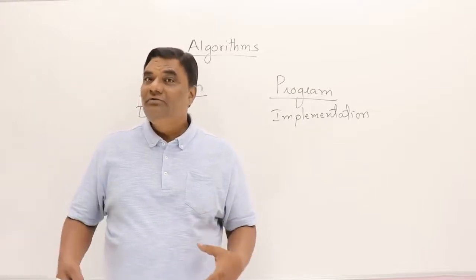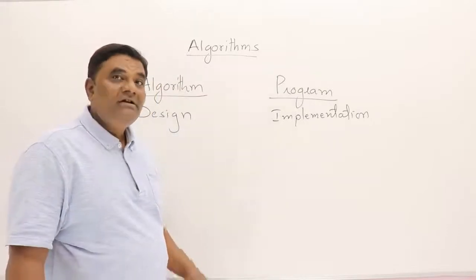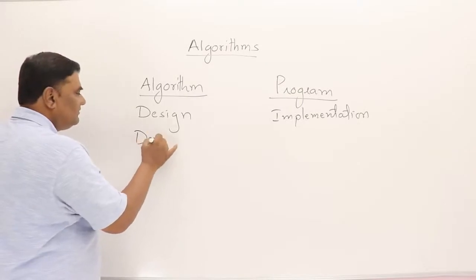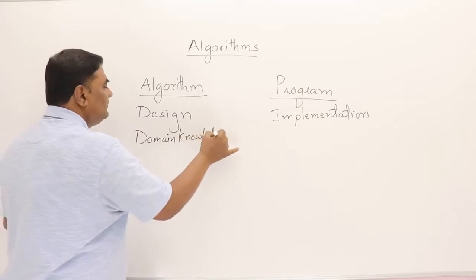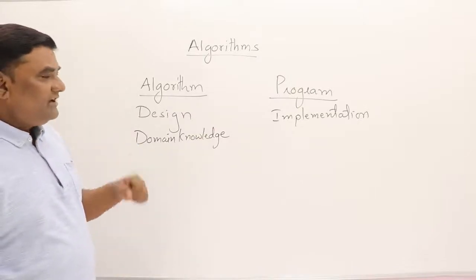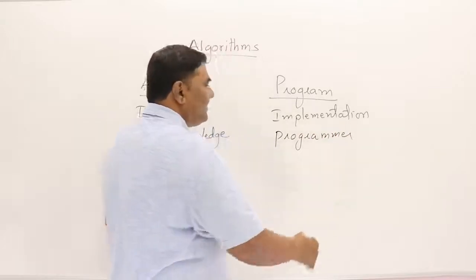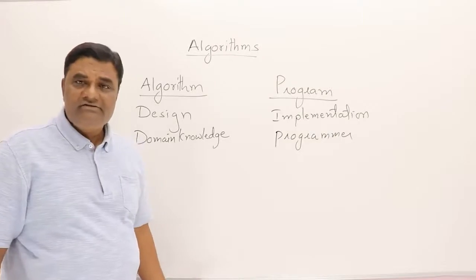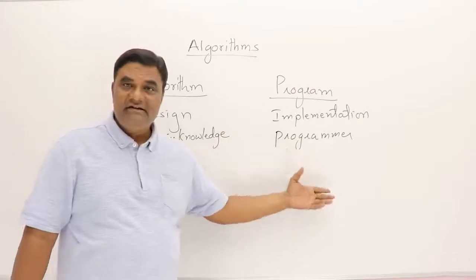So mostly the one who has knowledge about the domain for which the application is being developed can write the algorithm. So the person who writes it should have domain knowledge. Who will write the program? The programmer. Programmers can also have domain knowledge. Then he is acting as a designer here, and here he is acting as a programmer.